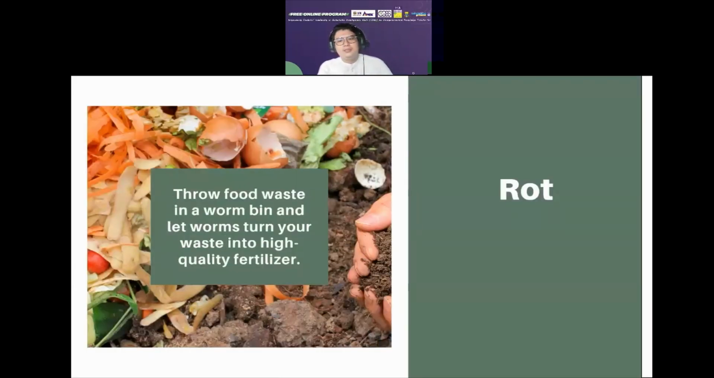Rot. So what can we do? What is rot? Rot applies to throwing our organic food waste in a worm bin and letting those worms turn your waste into high quality fertilizer. So meaning those eggshells, discarded garlic, discarded onions, cucumbers, leftover food, instead of just throwing them inside the rubbish bin, why not throw them inside a worm bin, and you can make high quality fertilizer for our soil, for our garden.